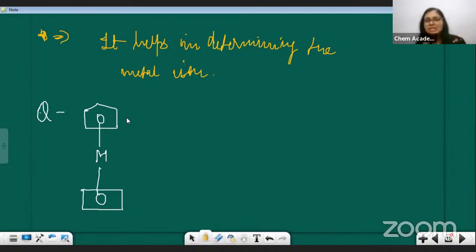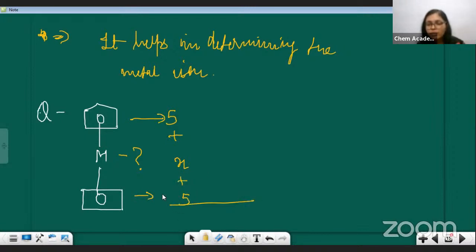See, you know this is Cp, this is cyclopentadienyl, and we know that its contribution is what? 5. Its contribution is 5. This is what we have to determine. We do not know what this metal is, right? So this is what we have to determine. So we are going to take it to be X, and this again has a contribution of 5. So what is the total coming out to be? The total is coming out to be 10 plus X. Oh, sorry. Have I made a mistake?